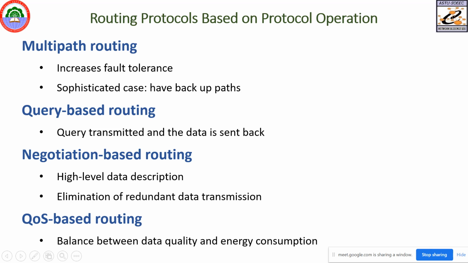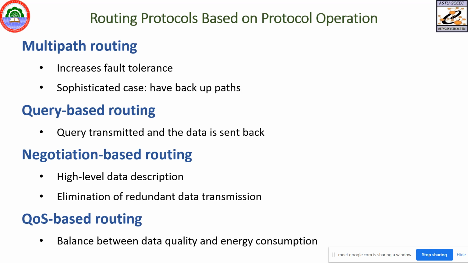Based on the protocol operation, the routing protocols are categorized into four categories. One is called multipath routing, the second one is called query based routing, the third one is called negotiation, and the last one is called quality of service.